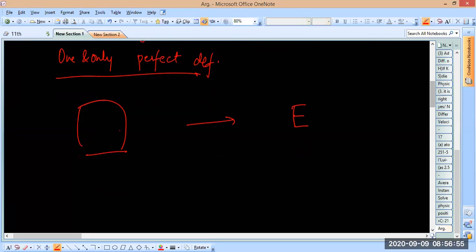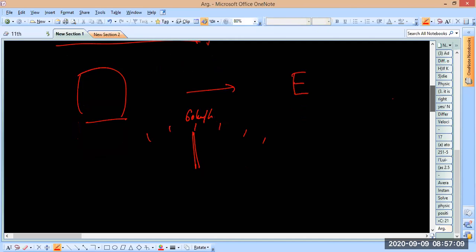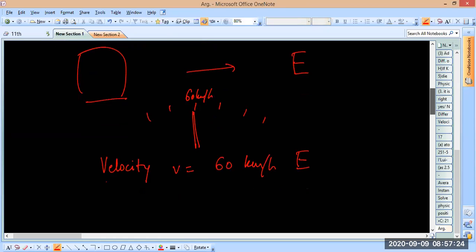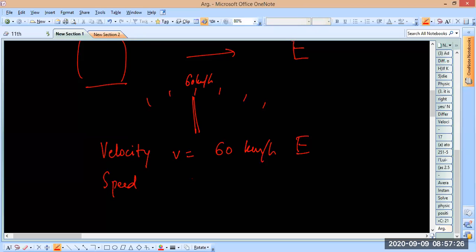So suppose this vehicle has a speedometer. I'm sure all of you have seen that speedometer, and this is what it looks like. On that speedometer, let's say it's showing 60 kilometers per hour. So if you think about it carefully, the velocity of this vehicle is 60 kilometers per hour east. Agreed? But the speed of this vehicle is only 60 kilometers per hour.